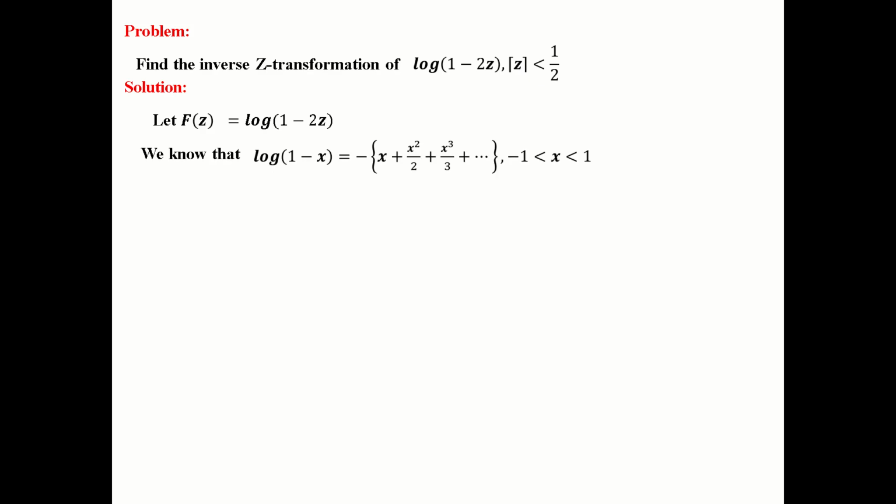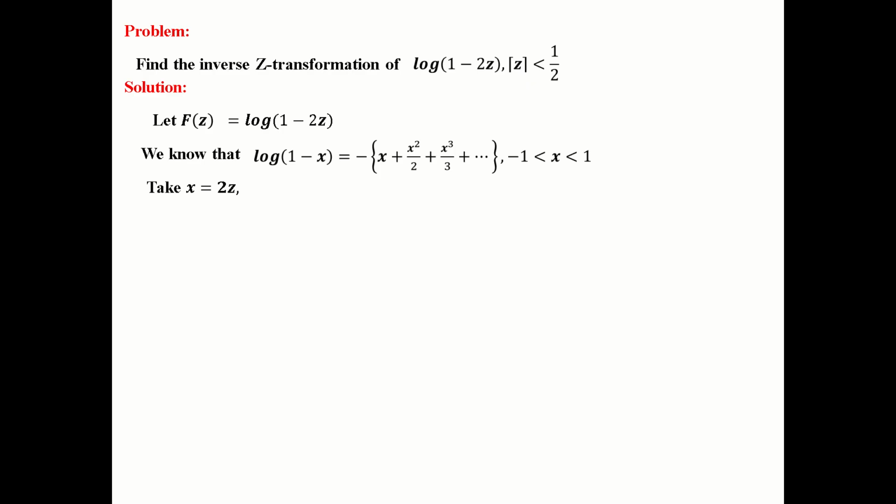Let us see. Find the inverse Z transformation of log(1 minus 2z), where mod z is less than 1 by 2. Let F of z be equal to log(1 minus 2z). We know that log(1 minus x) is equal to minus x plus x square by 2 plus x cube by 3 plus etc., where mod x is less than 1.